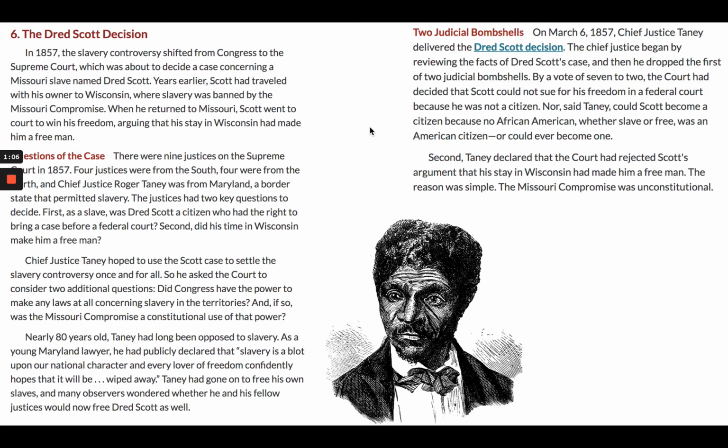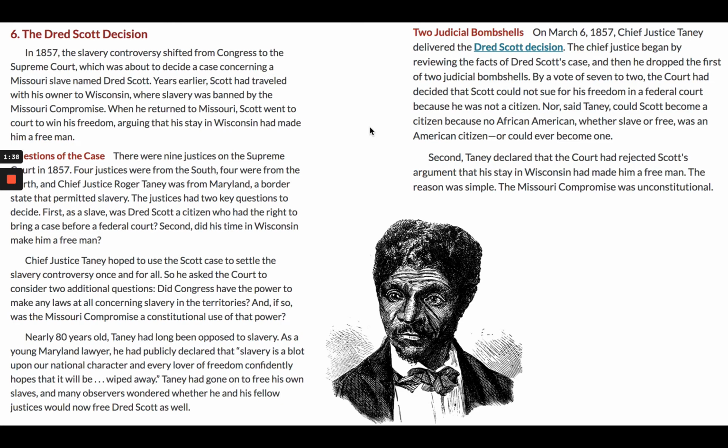The Dred Scott decision. In 1857, the slavery controversy shifted from Congress to the Supreme Court, so another branch of government, which was about to decide a case concerning a Missouri slave named Dred Scott. Years earlier, Scott had traveled with his owner to Wisconsin, where slavery was banned by the Missouri Compromise. When he returned to Missouri, Scott went to court to win his freedom, arguing that his stay in Wisconsin had made him a free man.